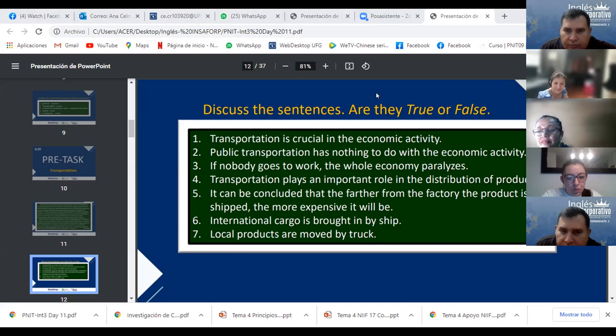Yes, I agree. Number six, international cargo. Cargo is brought in by ship. Cargo, international cargo. Cargo is the same as cargamento in Spanish; in English they use cargo. It is true, international cargo by boat is cheaper than by plane, but the difference is the time to arrive at their destination.